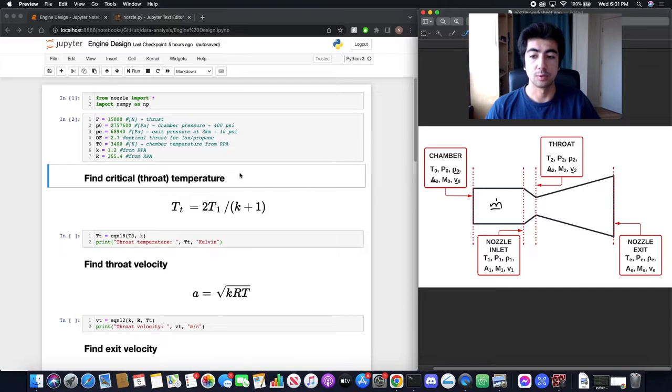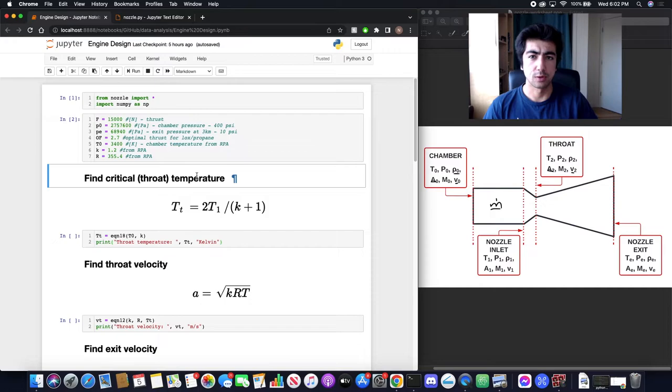So first, let's start with the throat. We have an equation that outputs the throat temperature as a function of the temperature at the nozzle inlet. To simplify things, we can assume that all the nozzle inlet conditions are the same as the chamber conditions. This is not always the case, but it usually is for most rocket engines. So anytime you see a 1, you can interchange it with the corresponding 0. Taking this equation, which is equation 18 on the equation sheet, we can plug in our chamber temperature for T1 and the K that we got for our exhaust gas and determine our throat temperature.